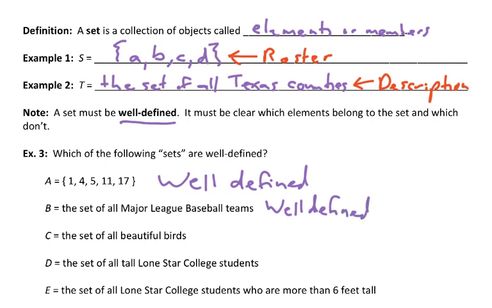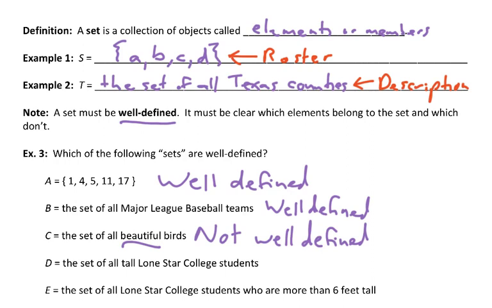Let's look at the next example, however. The set of all beautiful birds. Beautiful, what does that mean? And can we know for sure what birds qualify as beautiful or not? We might all agree that, say, cardinals are beautiful, but what if I think that vultures are beautiful and you don't? See, it's not totally clear what that means, and so it's not clear whether a given possible element belongs to that set or not. This is not a set. We can't call it a set because it is not well defined. If it's not well defined, it might be a collection of objects, but you can't call it a set.